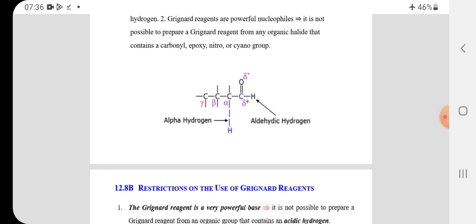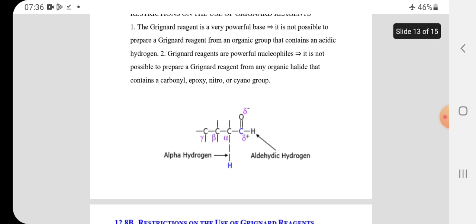See the structure. This is an aldehyde group. The aldehyde group contains one aldehyde hydrogen. The next carbon containing hydrogen atoms has the alpha hydrogen. The alpha hydrogen is the more acidic hydrogen.